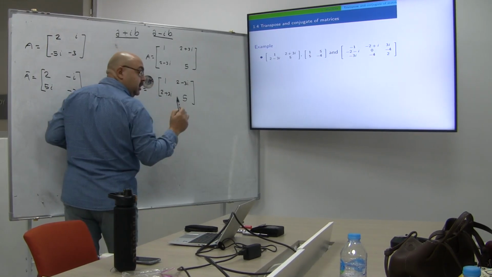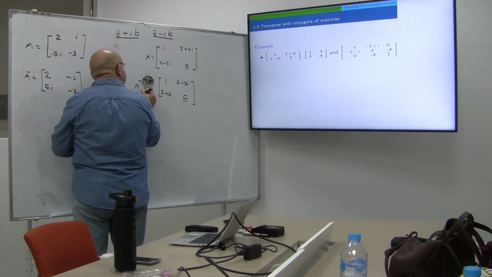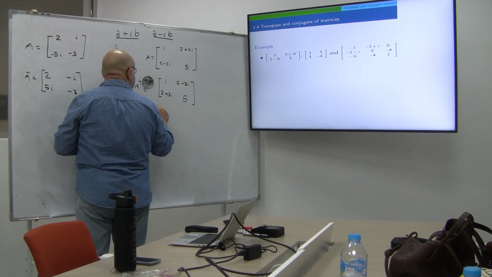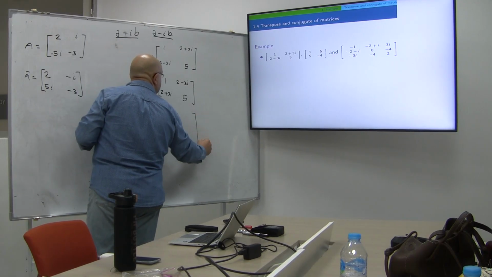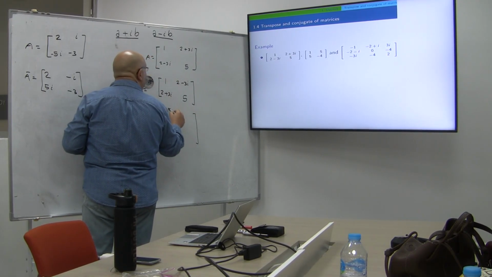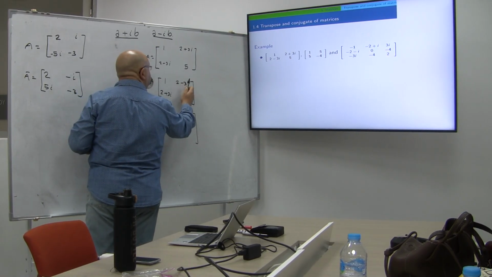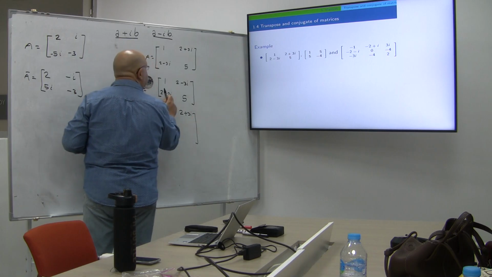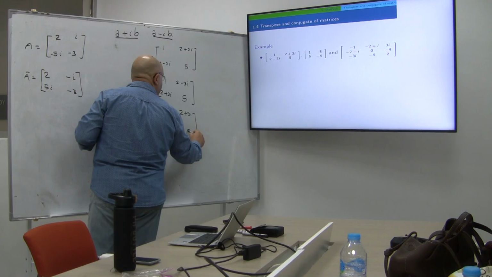I want you to get the conjugate of this transpose. A transpose, and I will get its conjugate. The 1 stays the same, right? But 2 minus 3i will become 2 plus 3i. And this one? 2 minus 3i, and this one?